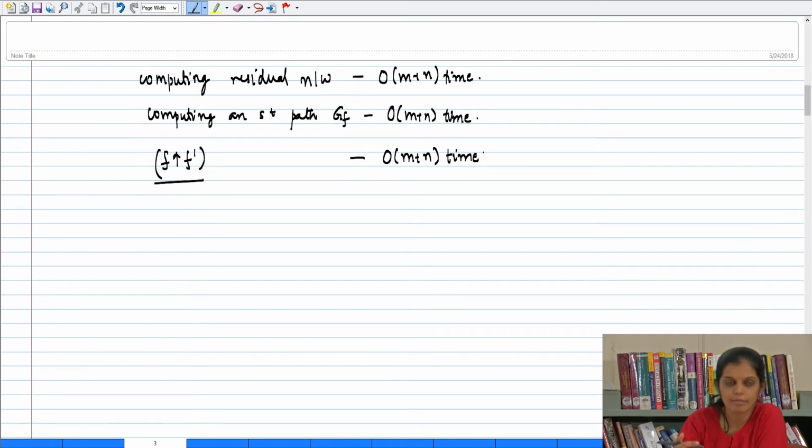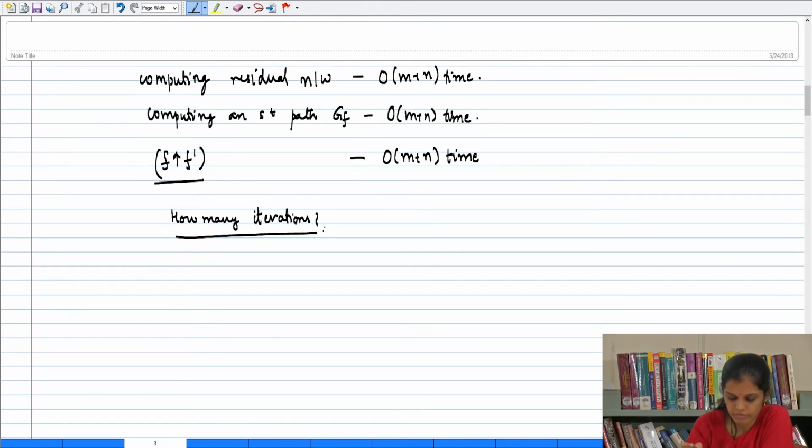So we have some linear amount of work done inside the loop. Now the question is, how long does this loop take? How many iterations are you going to take? This is the question. So we will again have the same example. Actually, I will not write flow, I will just write capacity.